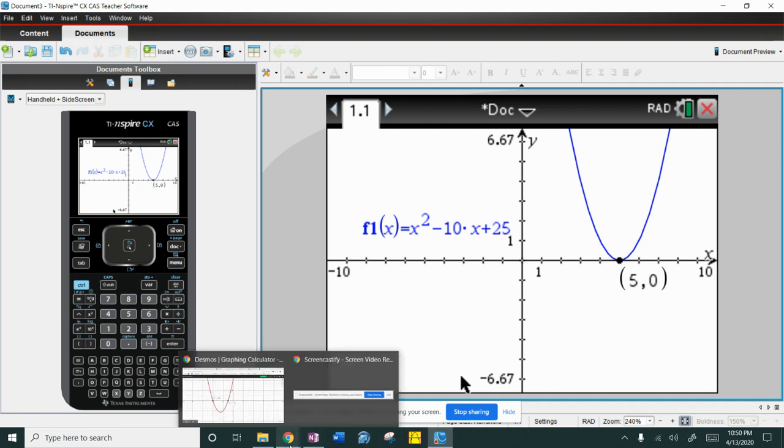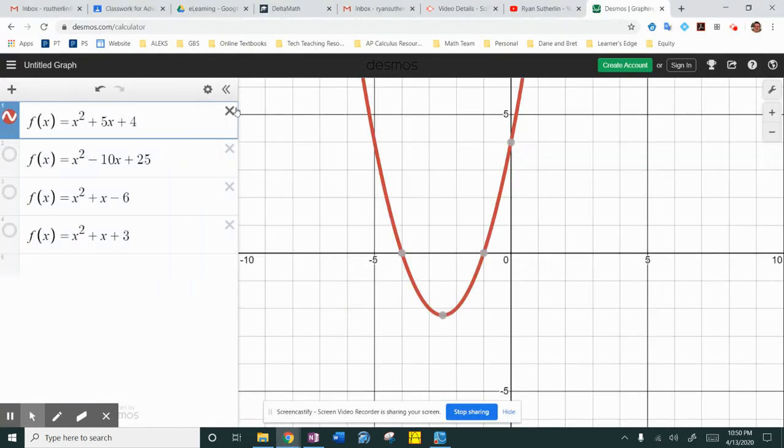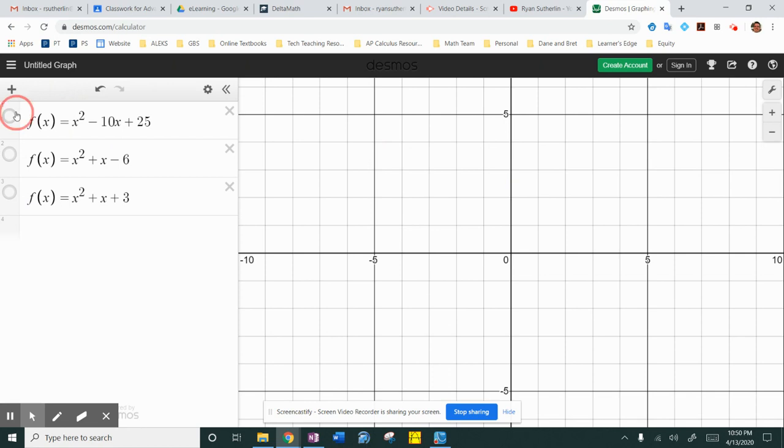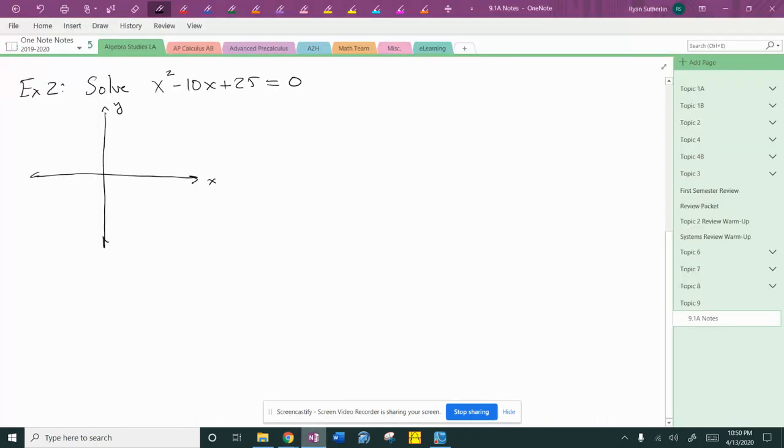Let's look at Desmos and see if that verifies that. In Desmos, we're done with the first one. Here's the second one I just had you do. If I click there, it only crosses at one point, at (5, 0). So this quadratic function, if I were to sketch the graph, crosses at (5, 0). For this quadratic function, there is only one answer, and that answer is x equals 5.